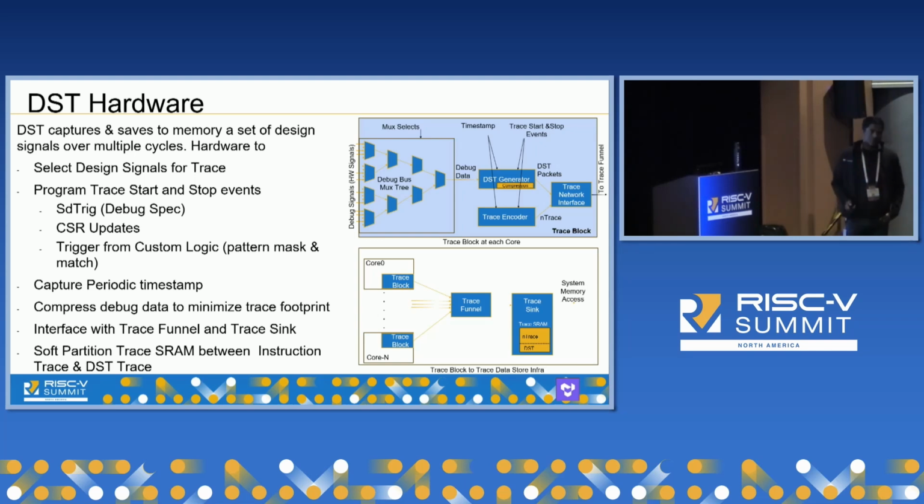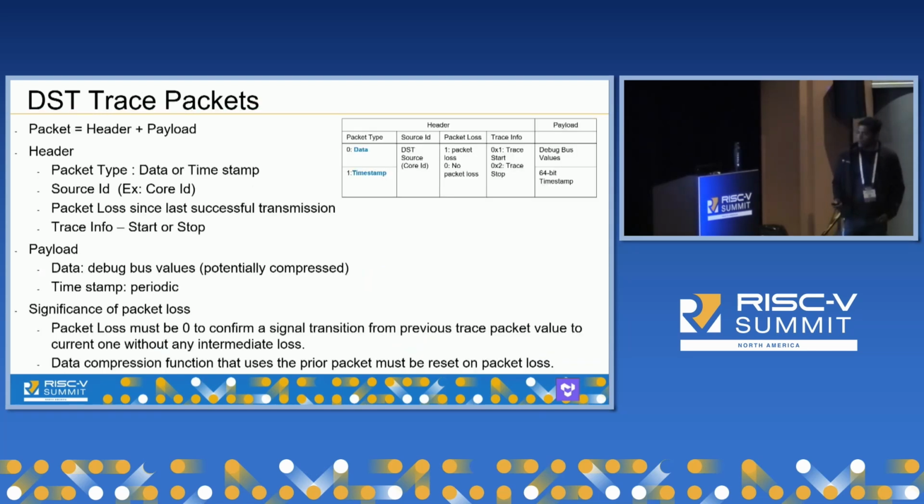So this is the hardware for implementing debug signal trace. Now, what goes on this? What are the packets which are formed? Essentially, we form two kinds of packet. One is the data packet, which is essentially debug bus signal values, and the second is timestamp. We have a header with different fields, and one of the fields is to distinguish between data and timestamp packets.